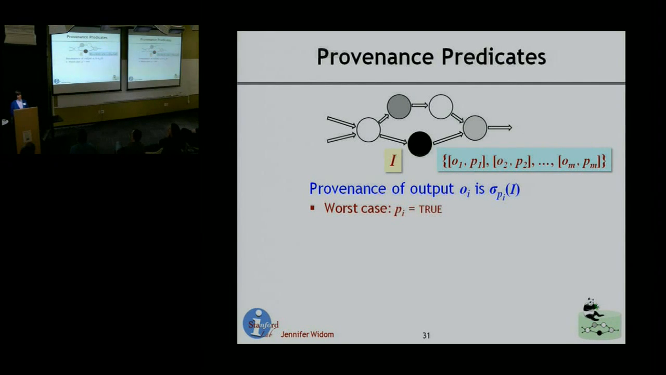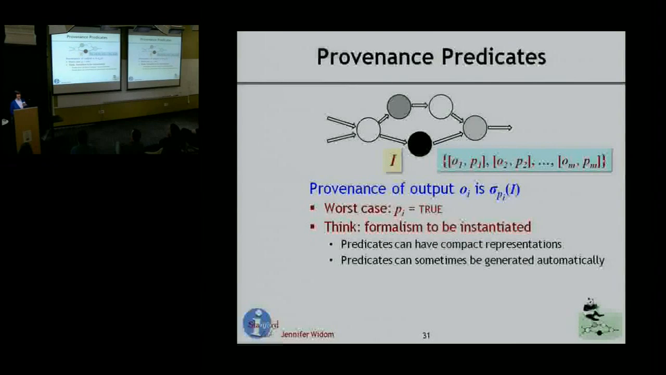That says that I really don't know where this output element came from. When I apply the predicate true, I'm going to get the entire input set. So all I can say is that the entire input definitely had something to do with this output. I can't be more specific than that. Okay? You have to think of this as a formalism to be instantiated.